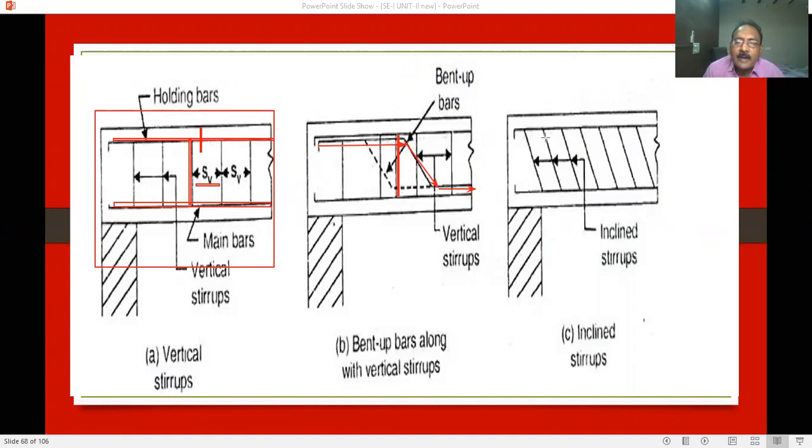These are inclined stirrups. Here the spacing is d, the effective depth, or 300 mm, same. So three types of shear reinforcement we can provide practically. In most cases, we provide only vertical stirrups because it is convenient for unskilled labor and also easy in construction.